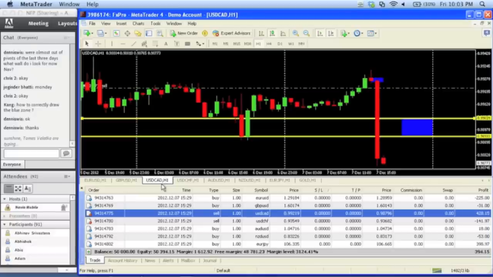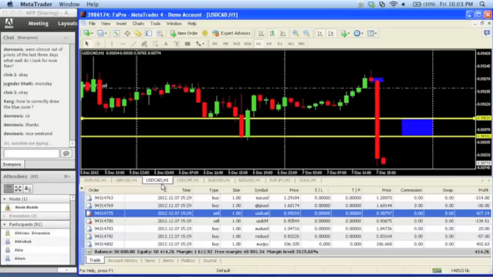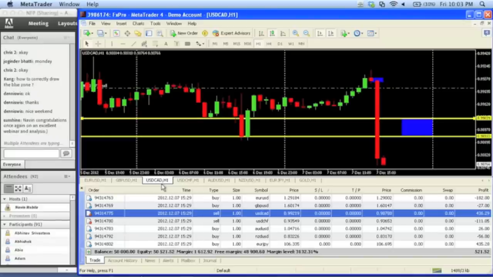Kang, how to correctly draw the blue zone. The blue zone is something that I have not shared yet. I'm still training people in the conference room to work with that. It's just massive amounts of support and resistance, so it takes a little bit of training to understand that. Like I said, I still haven't seen even my conference room members pick it up yet, but it takes some time. It's nothing but support and resistance. That's all.